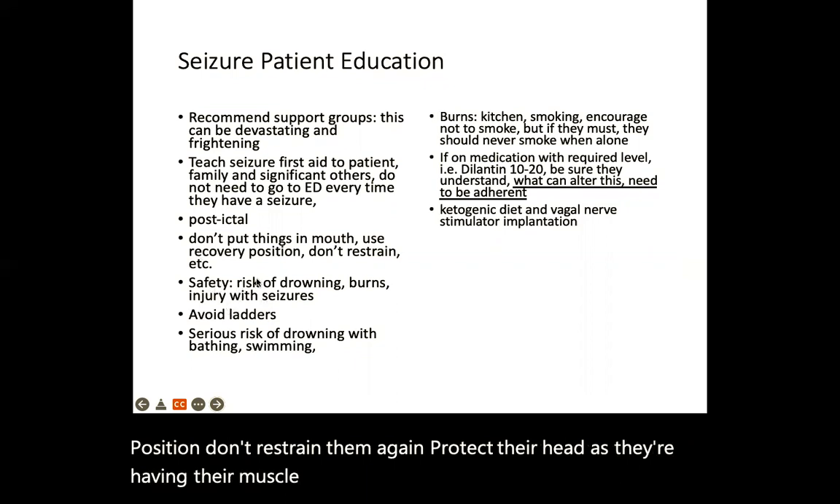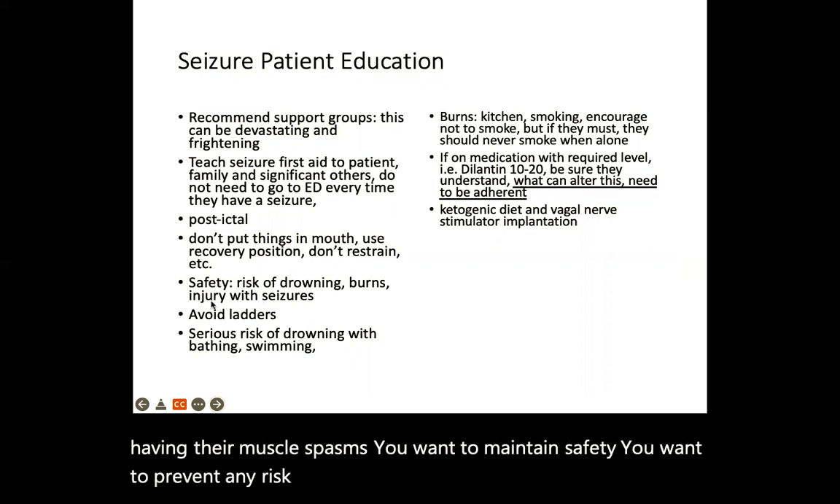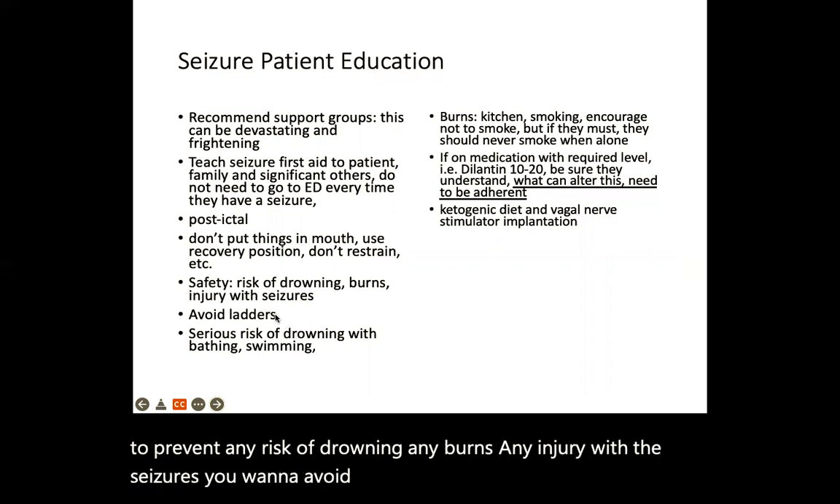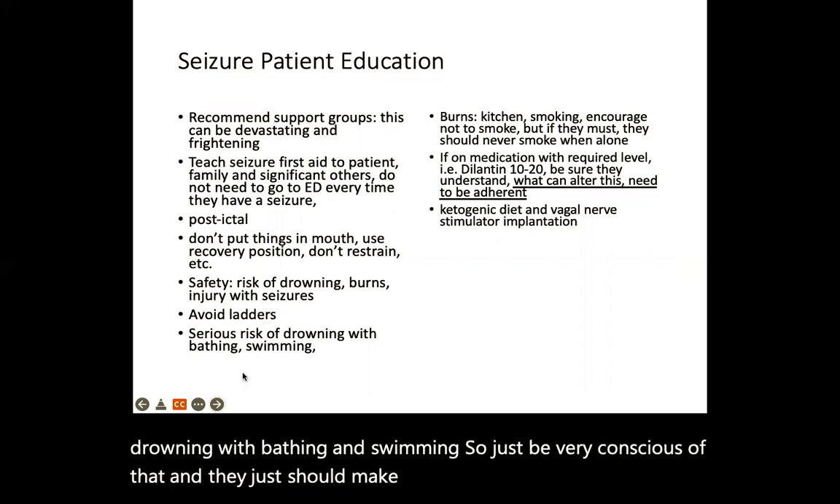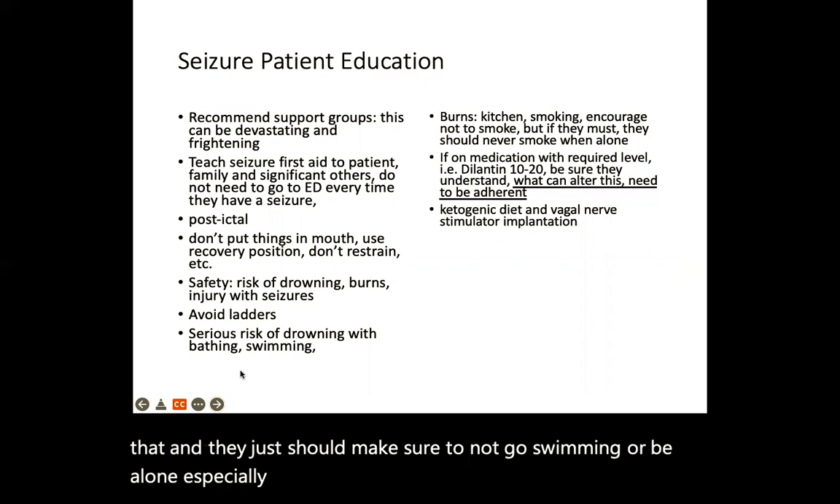You want to maintain safety. You want to prevent any risk of drowning, any burns, any injury with the seizures. You want to avoid ladders. They have a serious risk of drowning with bathing and swimming. So just be very conscious of that. And they just should make sure to not go swimming or be alone, especially in the first few months after they've had their first seizure.